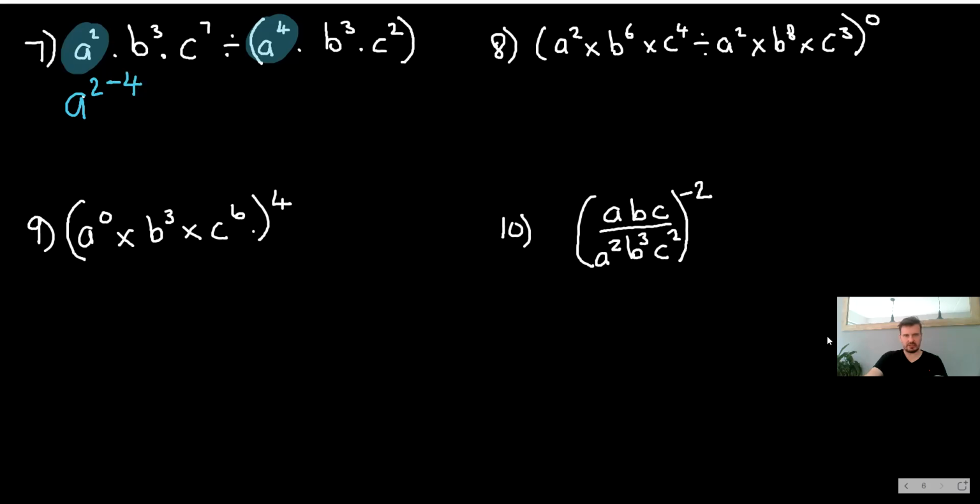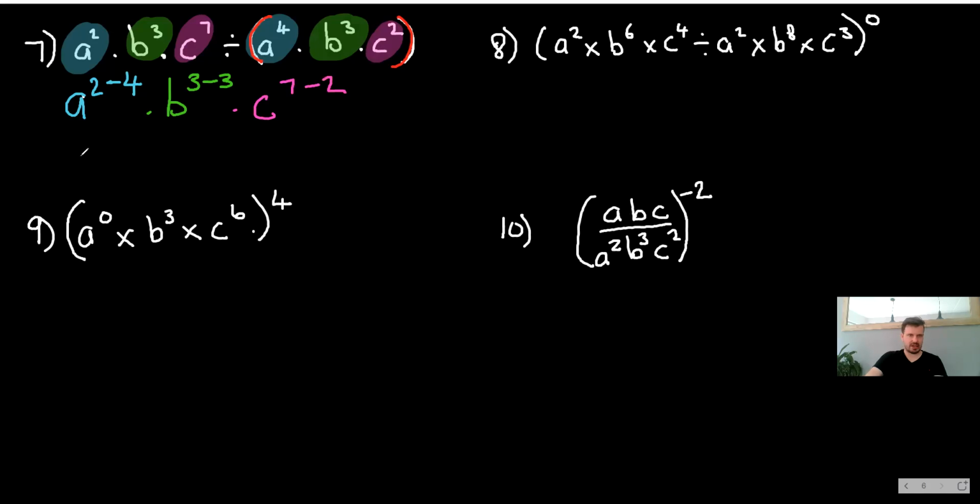Let's do the B's next in green. B's and B's. Well, there we go. B to the 3 minus 3. So because we have this bracket, by the way, everything gets the division. So we do the minus 3 and the minus 2. So let's do the C's as well. And so we have times C to the 7 minus 2.